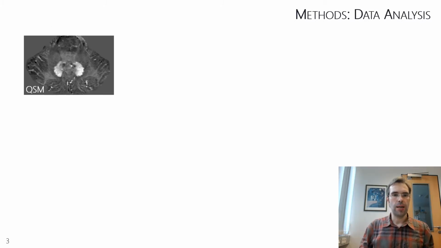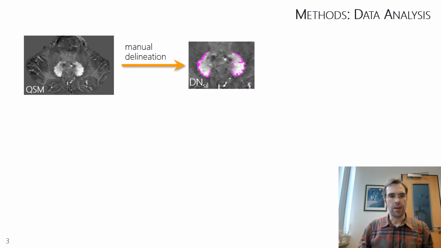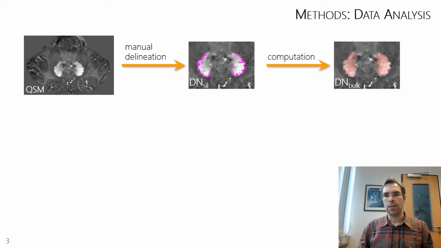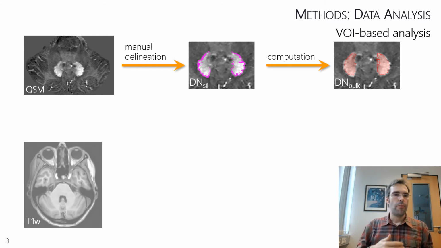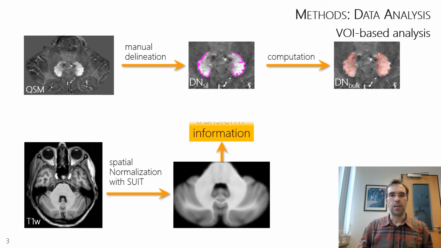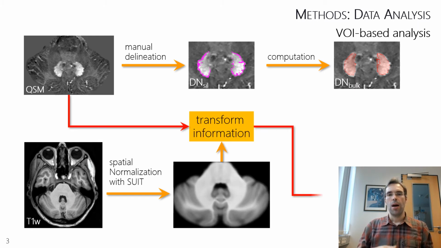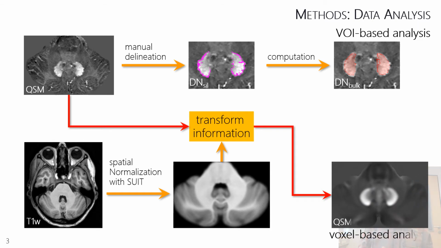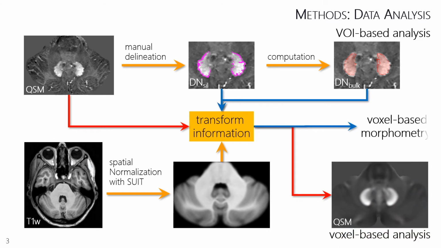Based on quantitative susceptibility maps derived from the MRI examinations, we specified the dentate nuclei to study their volume and susceptibility on a volume of interest based level. Further, we carried out voxel-based analysis of the susceptibility distribution and analyzed the volumes of interest of the dentate nuclei using a voxel-based morphometry approach.